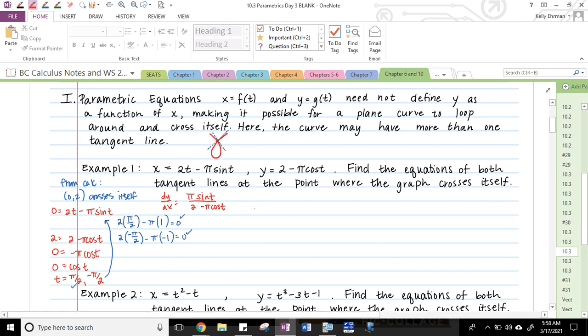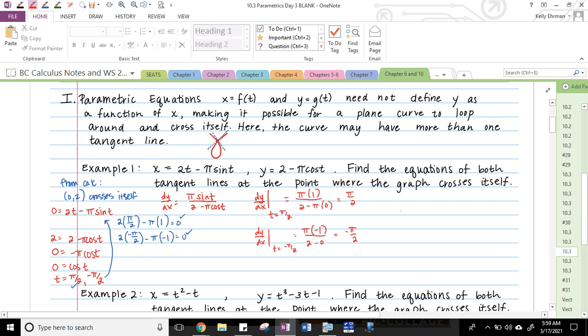All right, so we found our two values of t. Now we need to evaluate dy/dx at t equals pi over 2. That would equal pi times the sine of pi over 2, which is 1, over 2 minus pi times cosine of pi over 2, which is 0. So that's equal to just pi over 2. And when we plug in negative pi over 2, we get pi times negative 1 over 2 minus 0 again, so negative pi over 2.